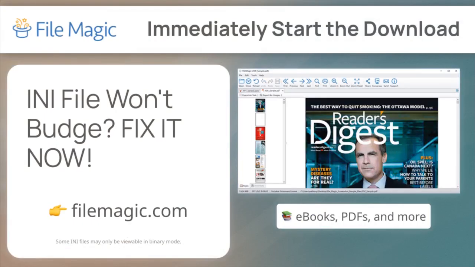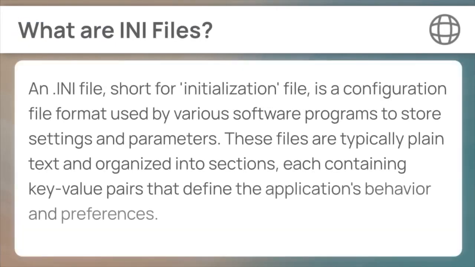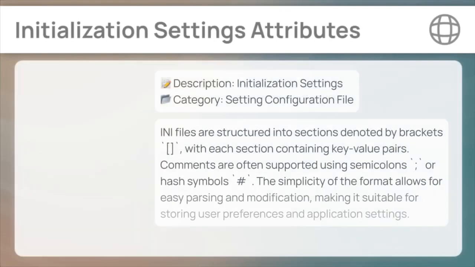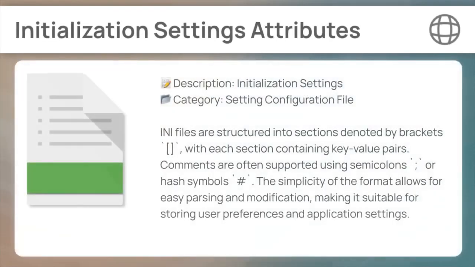First, the simple methods. An INI file, short for Initialization file, is a configuration file format used by various software programs to store settings and parameters. These files are typically plain text and organized into sections, each containing key value pairs that define the application's behavior and preferences. INI files are structured into sections denoted by brackets, with each section containing key value pairs. Comments are often supported using semicolons or hash symbols.